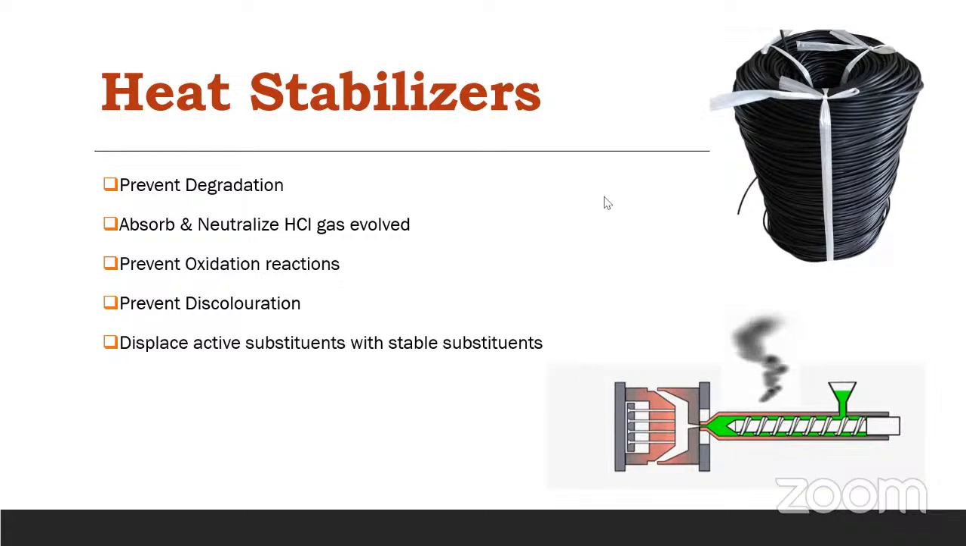Examples of heat stabilizers which I can give you for PVC are lead based stabilizers, like dibasic lead phosphite, or organotin based compounds like dibutyl tin maleate, or some calcium zinc compounds. So these calcium zinc compounds can be used as a safer and more eco-friendly alternative in heat sensitive applications.